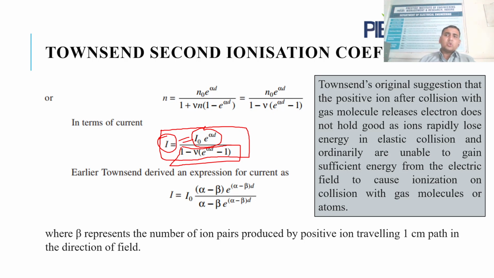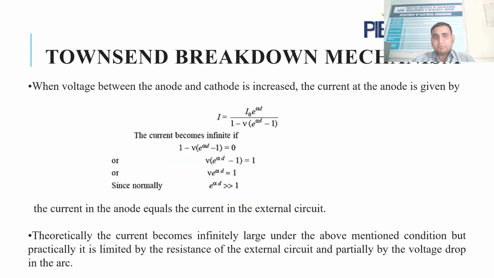Townsend originally suggested that the positive ions released after collisions with the gas molecules have only a weak hold on the ions, and they are released loosely in the elastic collision. Ordinarily they are unable to gain sufficient energy from the electrical field to cause ionization with gaseous molecules. This was also suggested by Townsend.